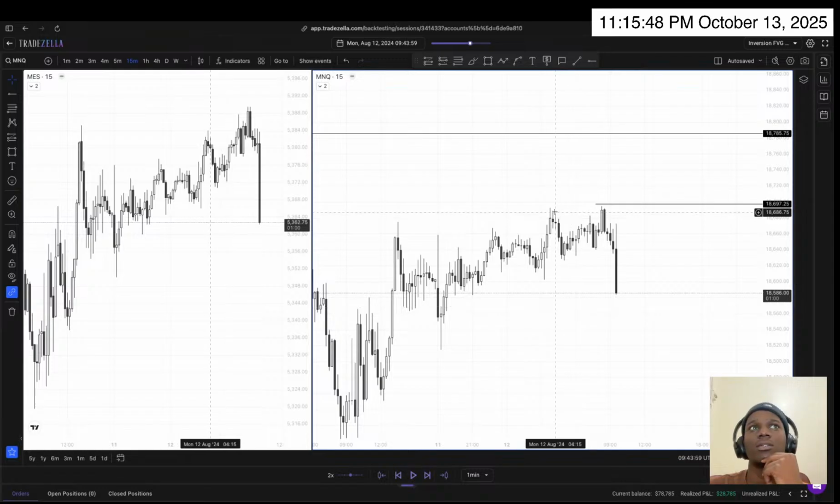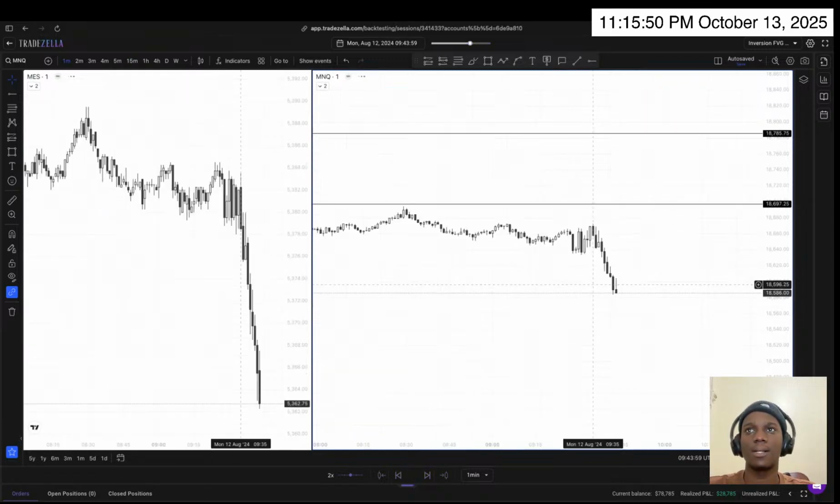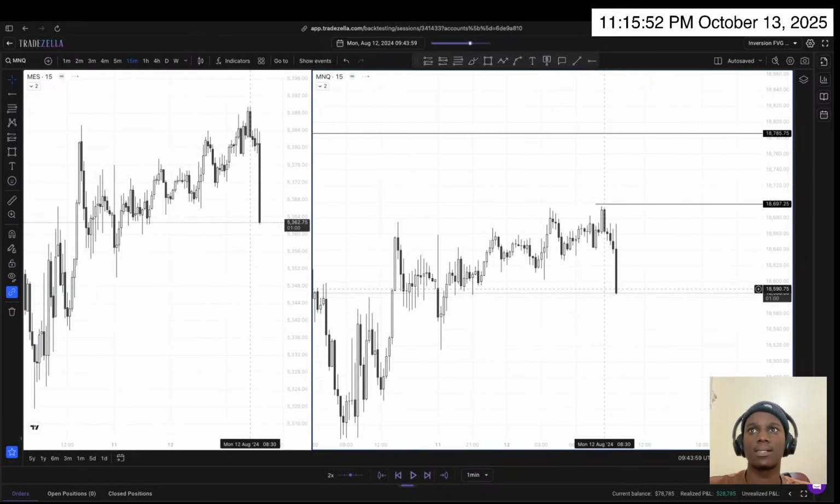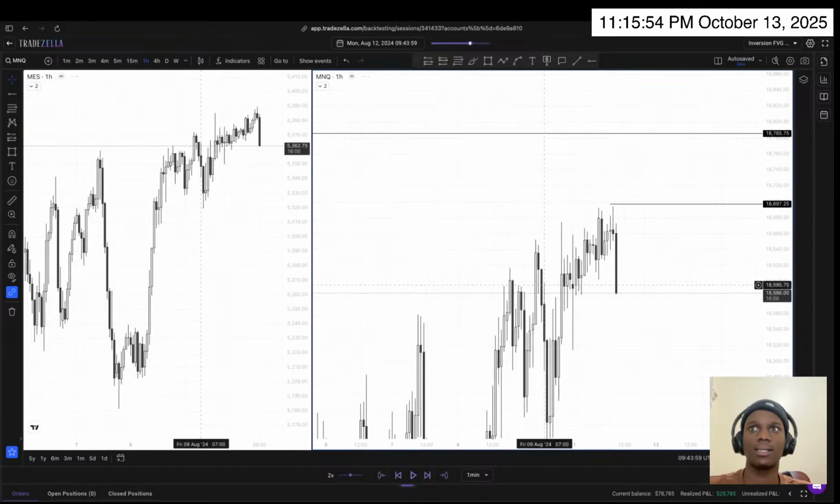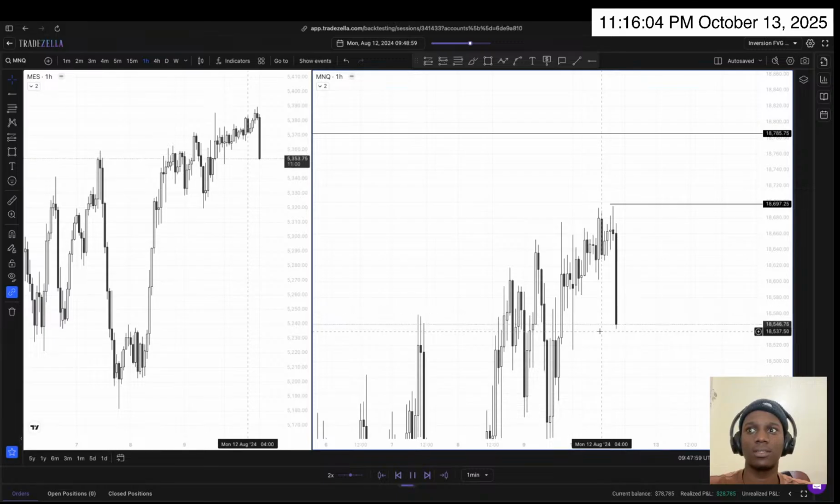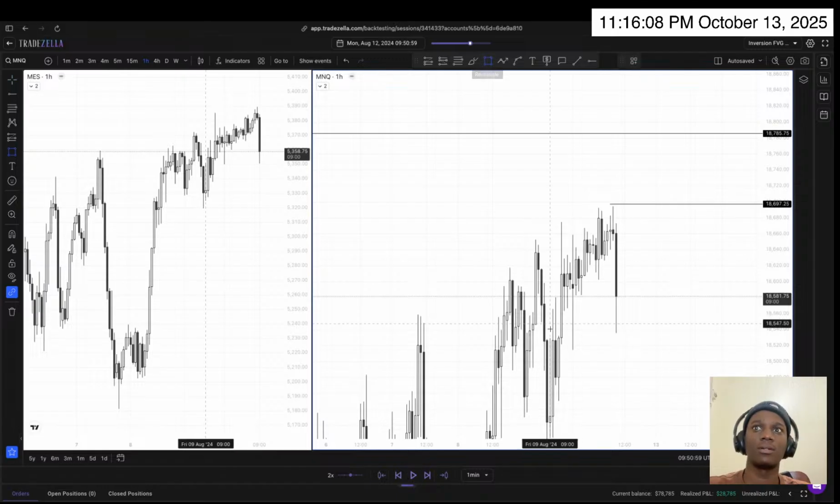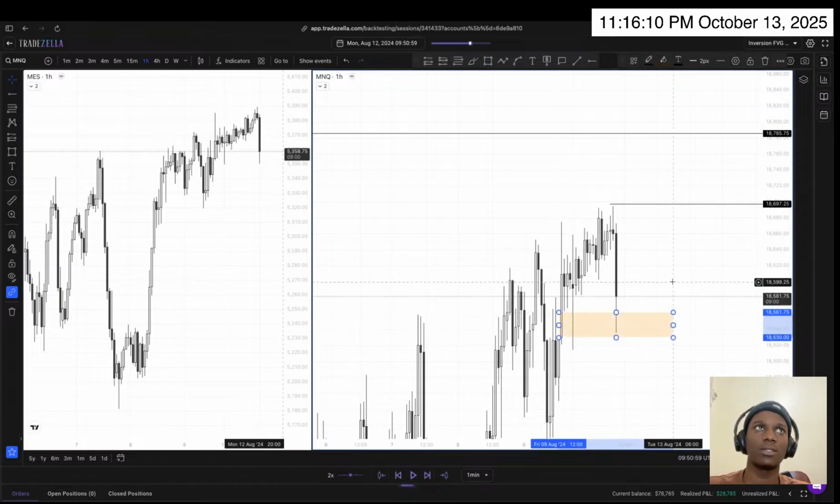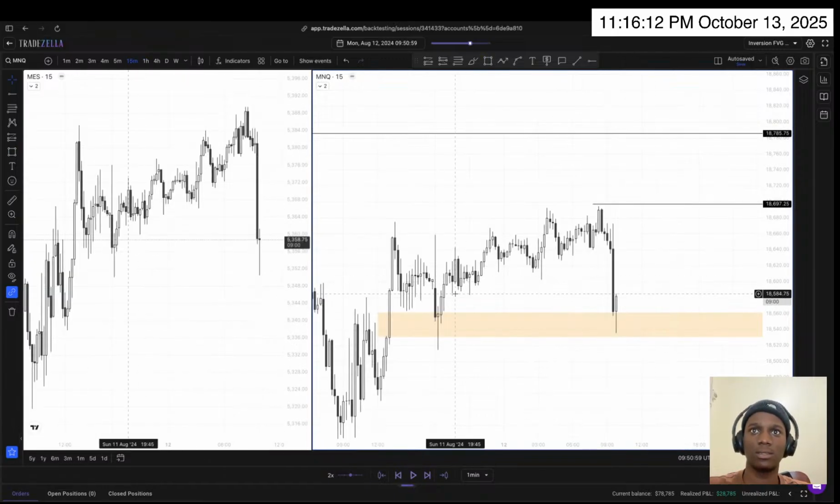Right, run liquidity lower. 1 hour. Right. Now this low here. Yes, it's pretty close to it. Okay. Remember, we're in this thing here. Run on these lows here.